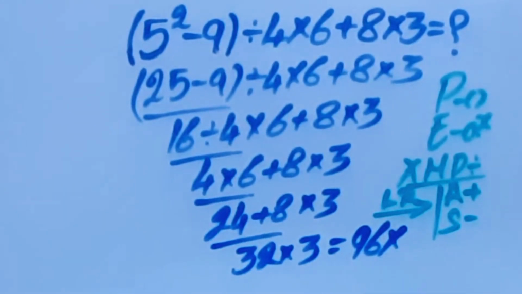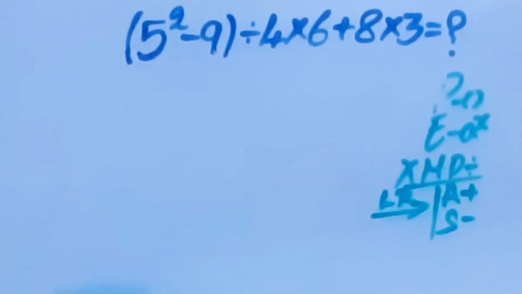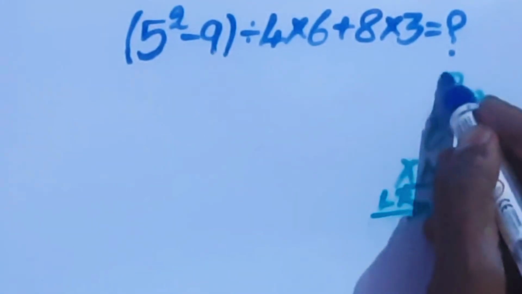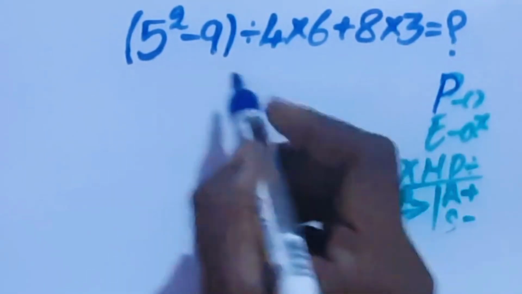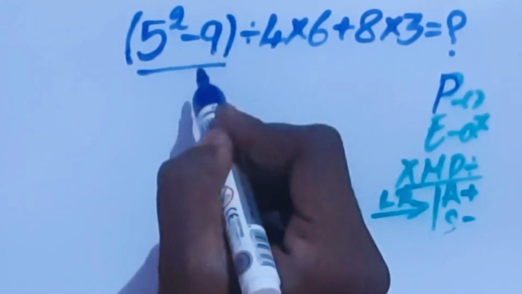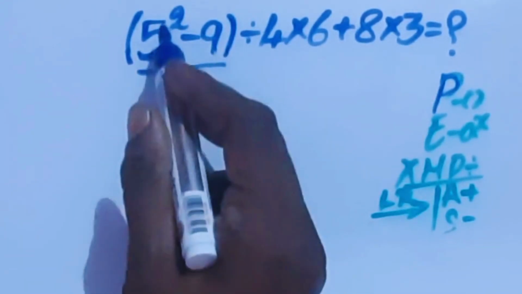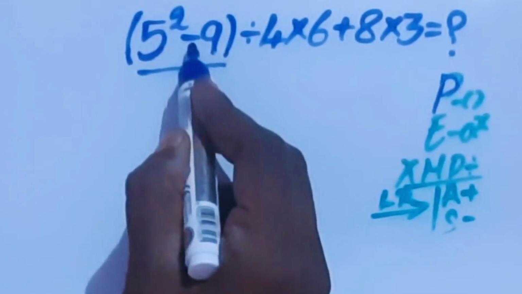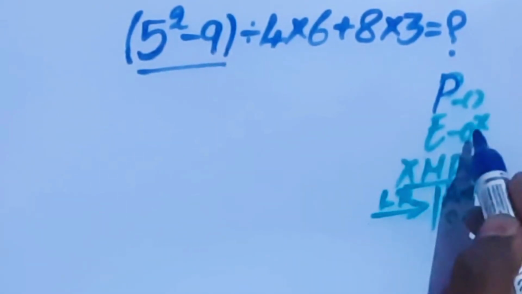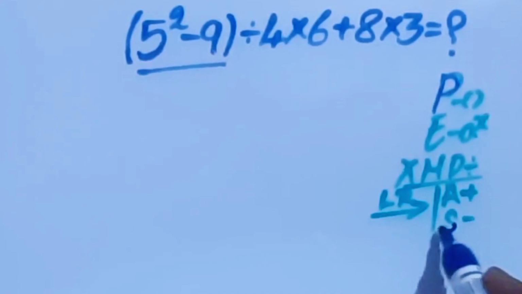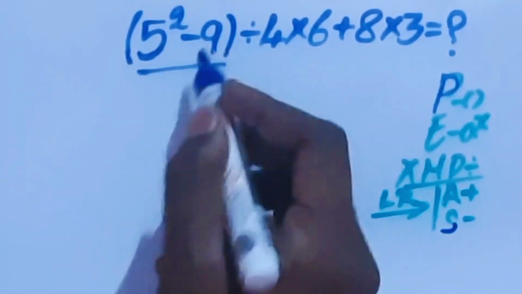Now we are going to solve this problem in correct way by using this order of operations PEMDAS. Here as per this order of operations PEMDAS, the bracket is higher priority. So we have to do this bracket before any other operation. Here we have two operations. One is exponent, other one is subtraction. Here exponent is higher priority than this subtraction. So we have to do this exponent before this subtraction.